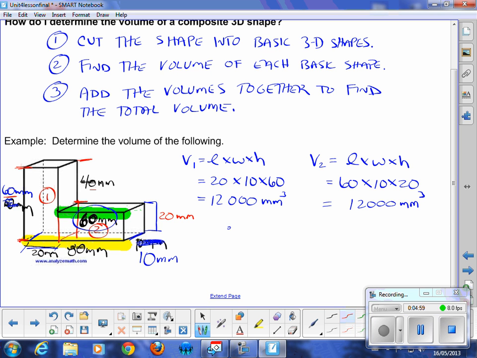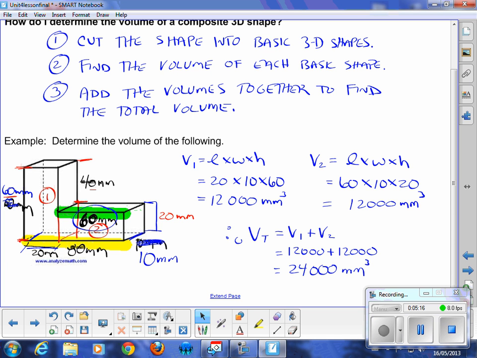All right, so therefore, total volume is V1 plus V2. So 12,000 plus 12,000. Using your calculator, we have 24,000 cubic millimeters in that shape. Okay, so there we go. Example number 1 taken care of.